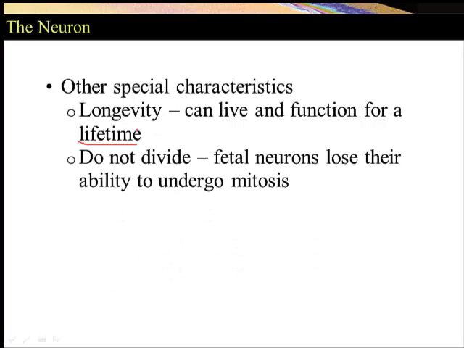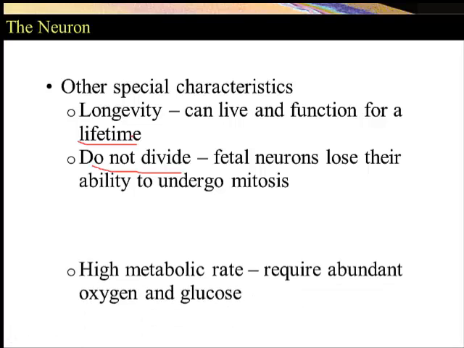They do not divide, so you're actually born with the neurons that you're going to have. So all the neurons you have, you are born with. Your neurons develop when you are a fetus, when you're just a developing baby, and during that time they lose their ability to undergo mitosis, so they're no longer able to divide at that point. So if you lose some, they're gone, you can't replace them.